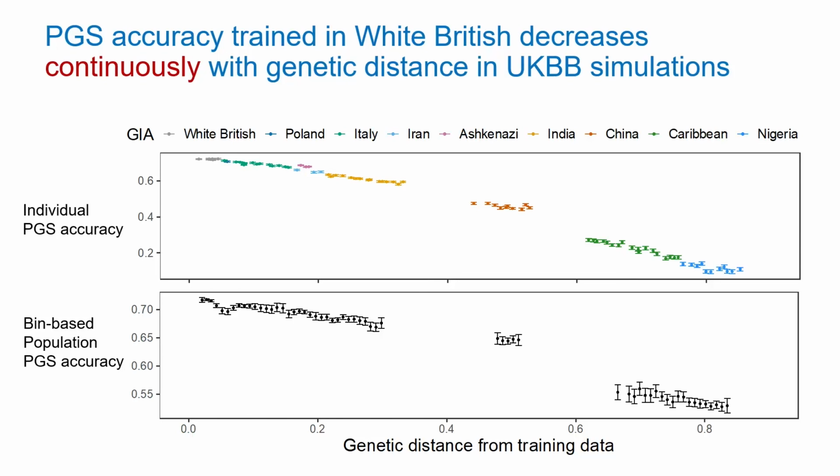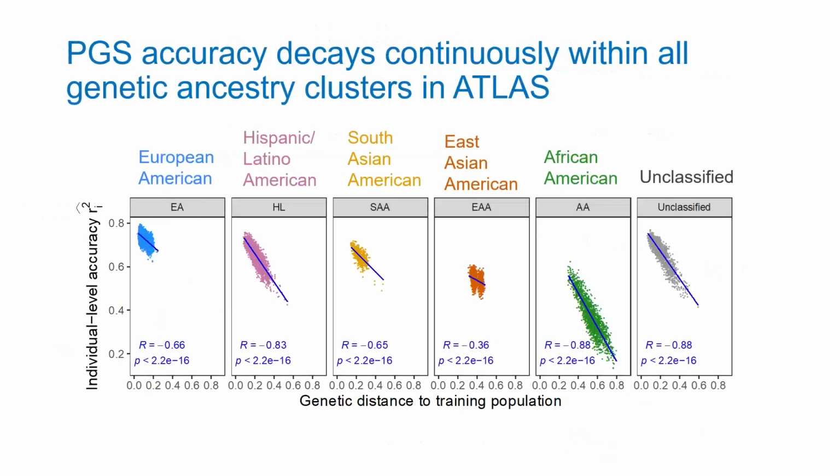And moreover, we have lots of other results that convince us that by approximating this accuracy, you get a pretty good result. The really interesting bit happens when we actually look at real data. So here's real data in the Atlas Biobank. I'm plotting the relationship between genetic distance on the x-axis and the individual-level expected polygenic accuracy. Every dot there is one individual.